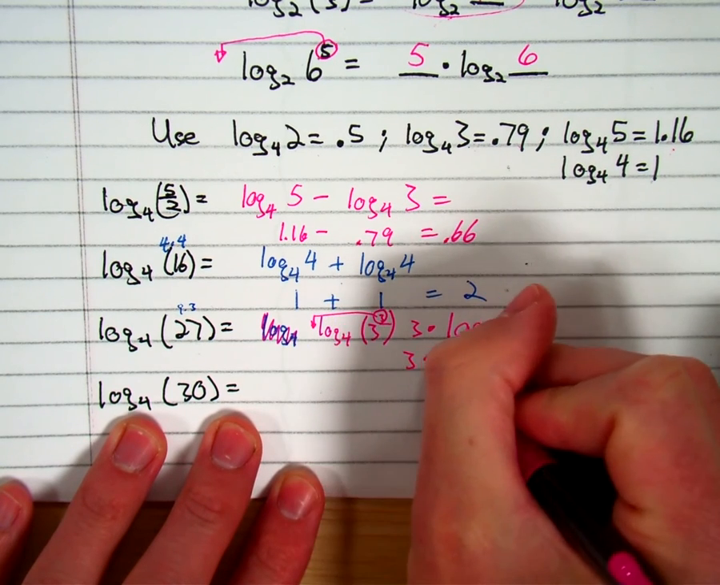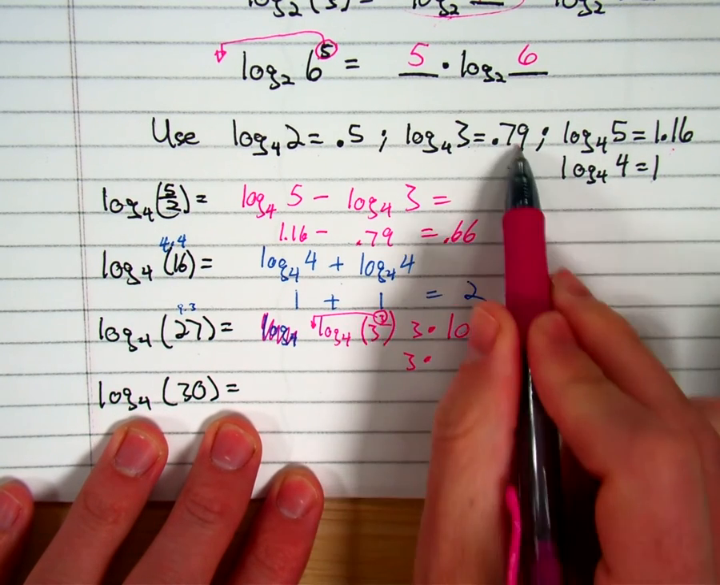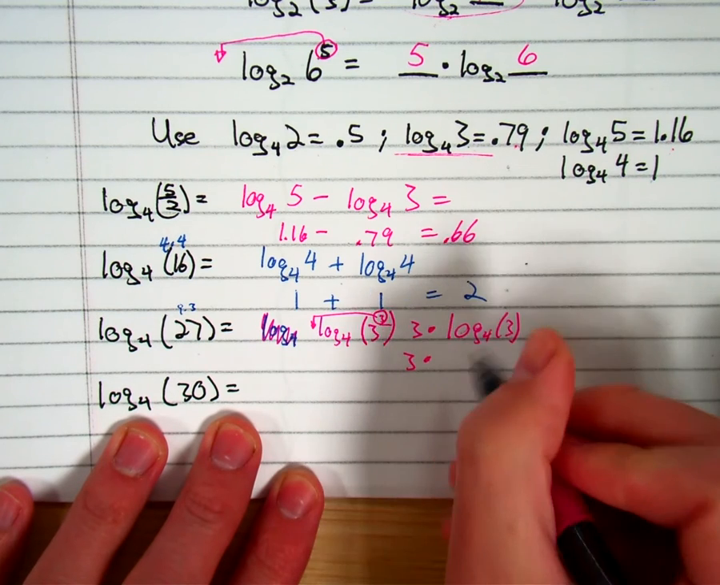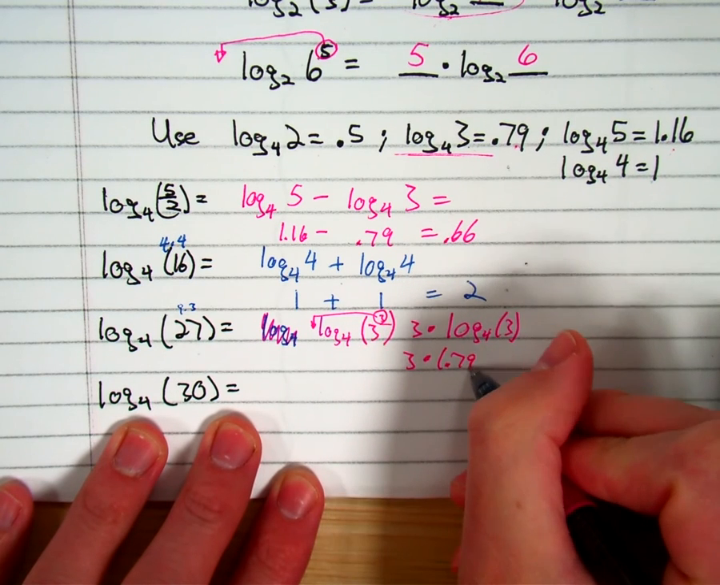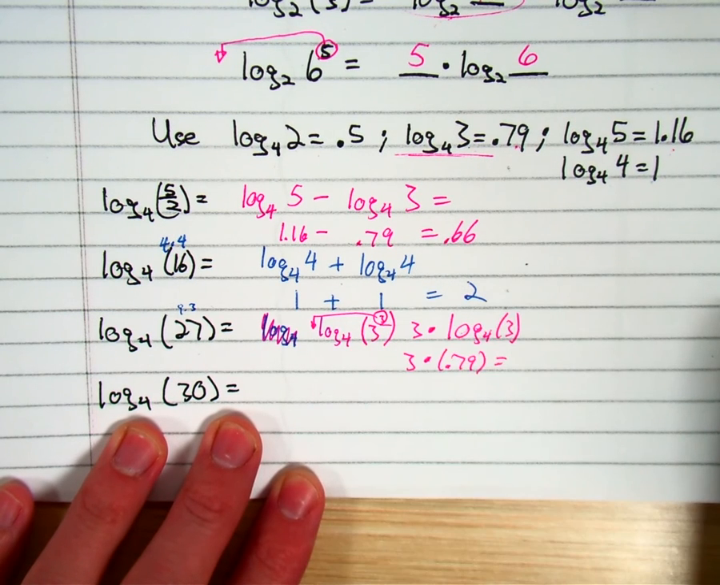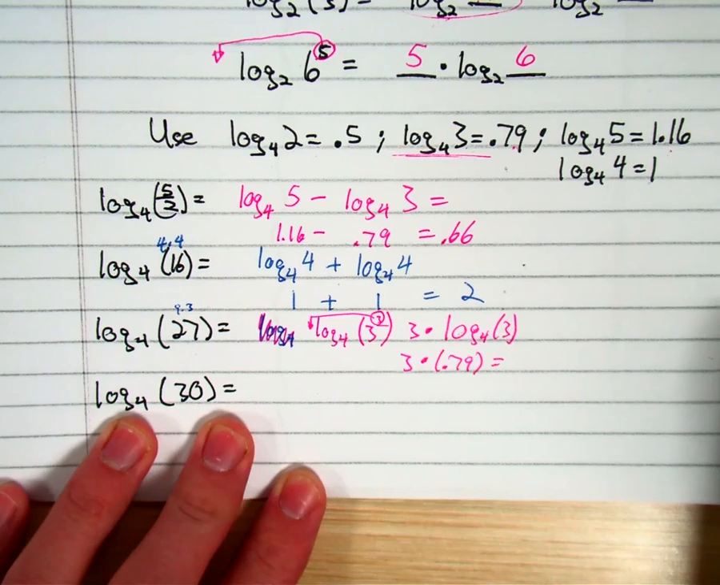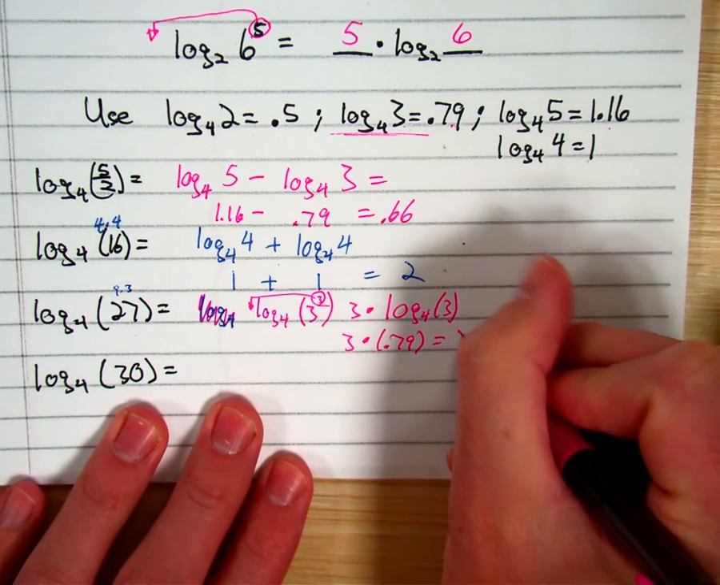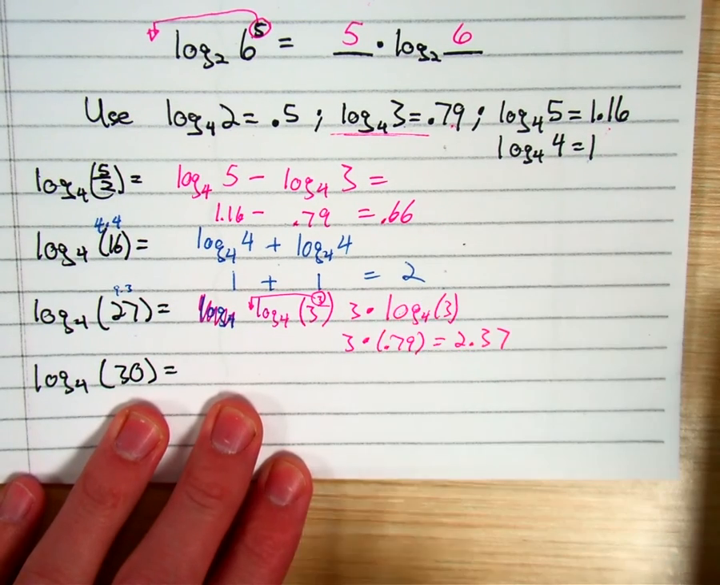We have 3 times 0.79. And 3 times 0.79 is going to be about 2.37.